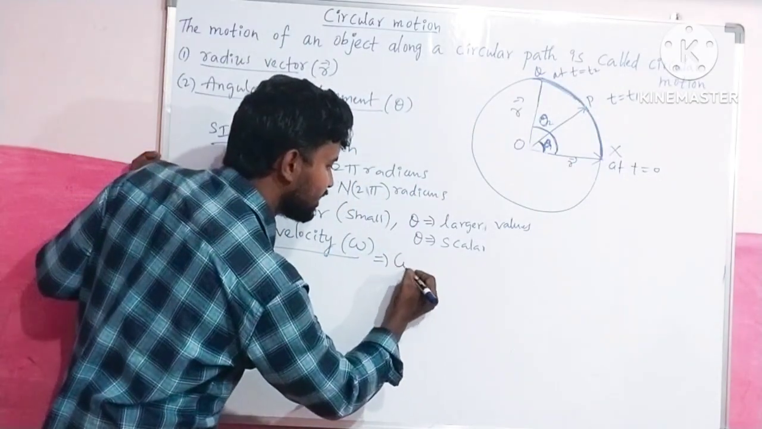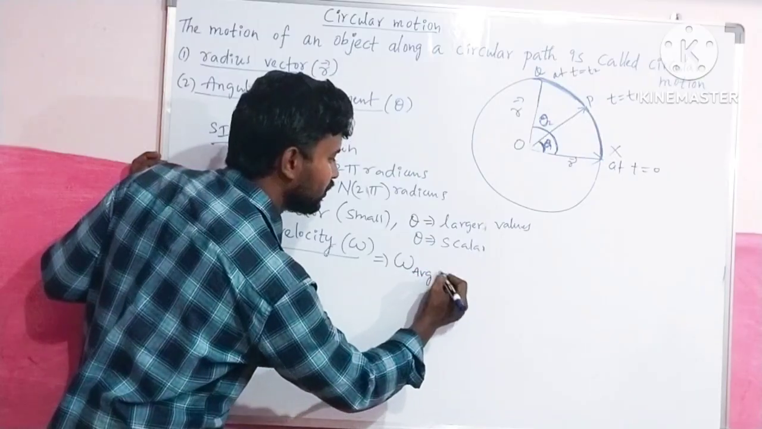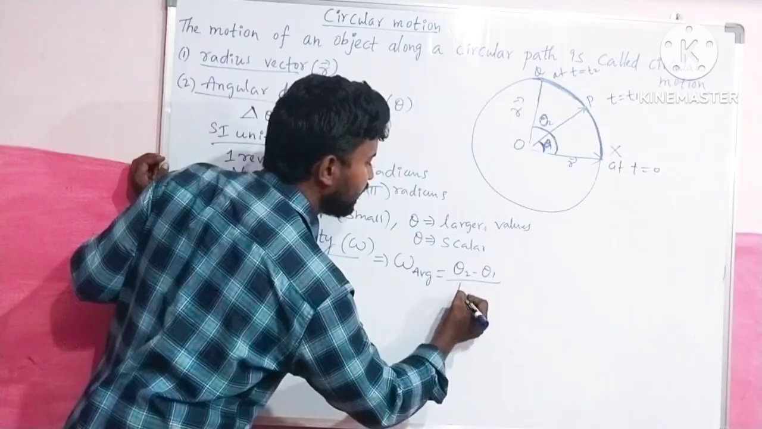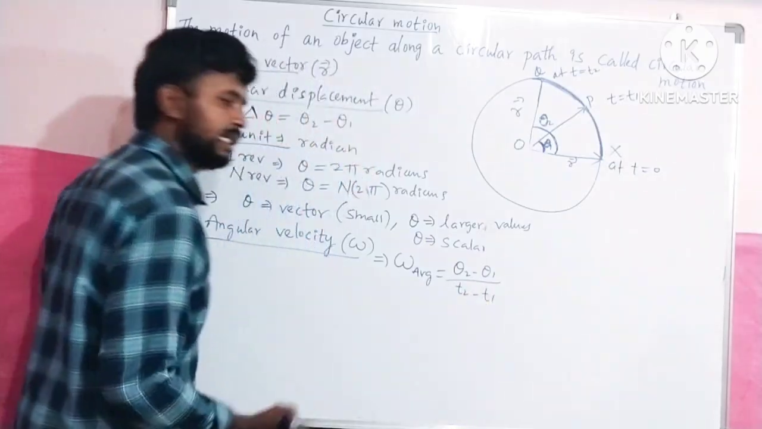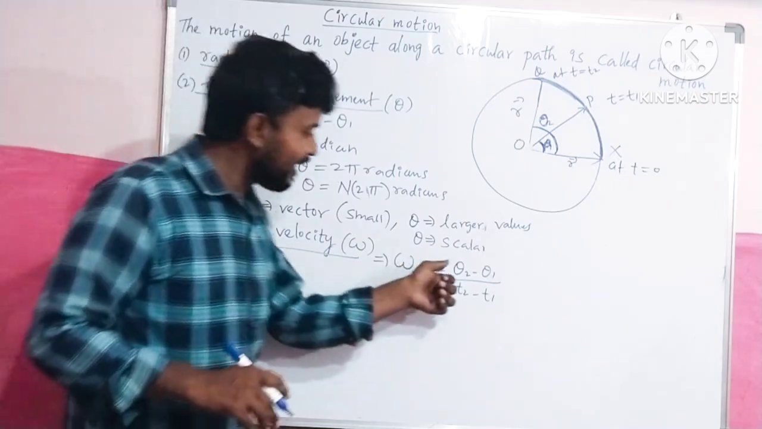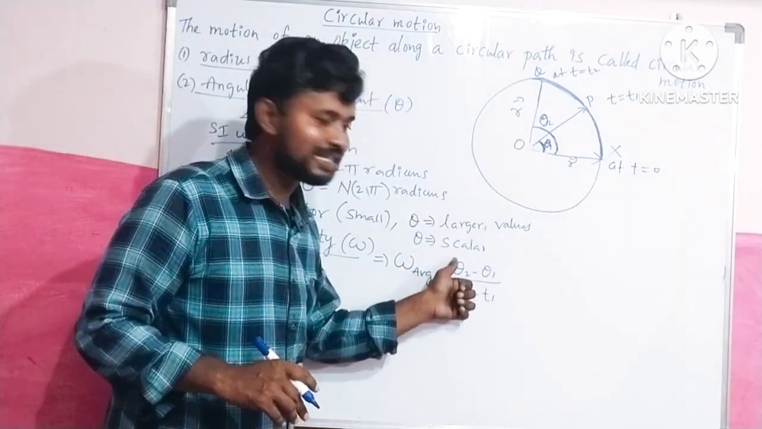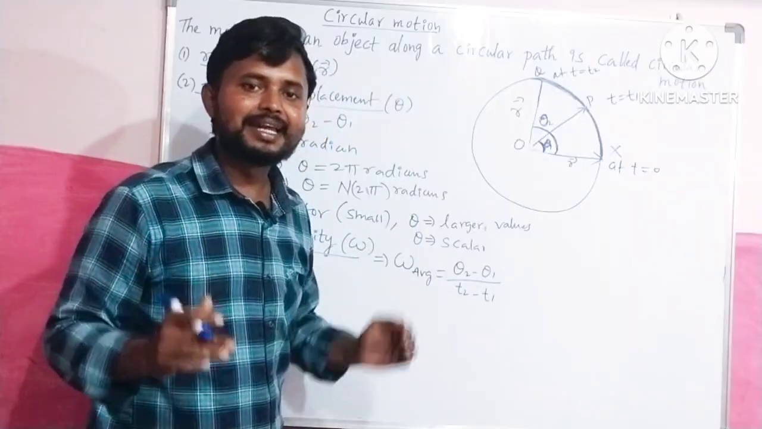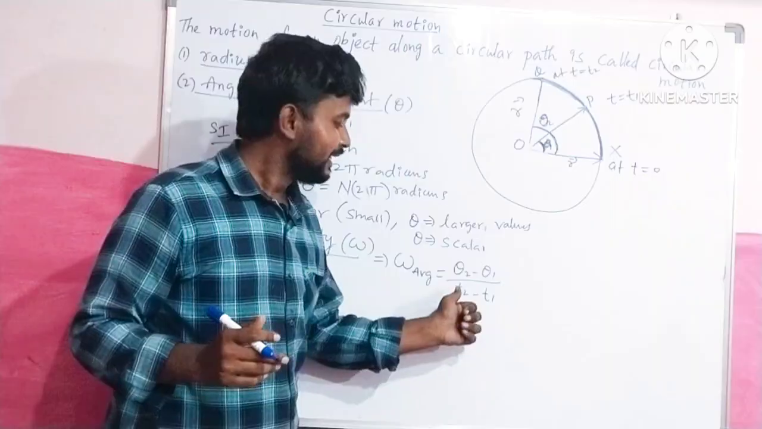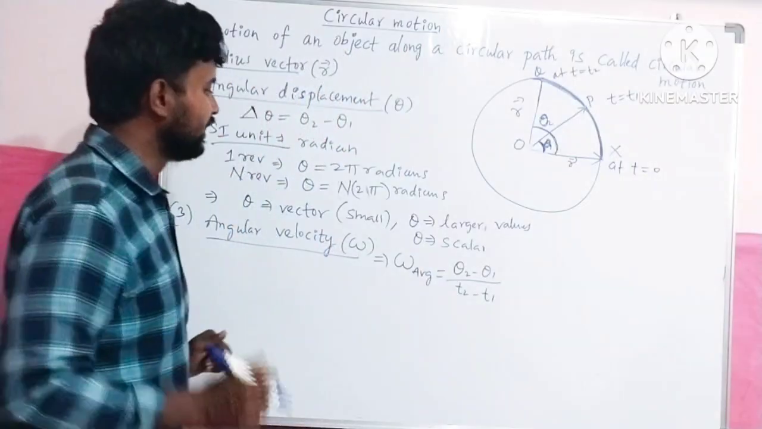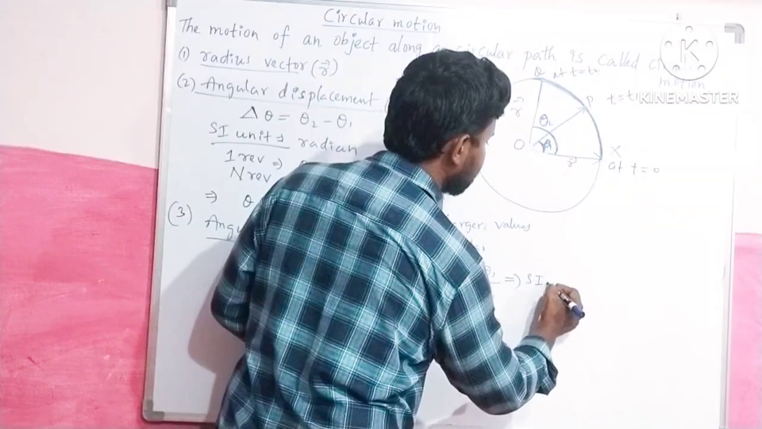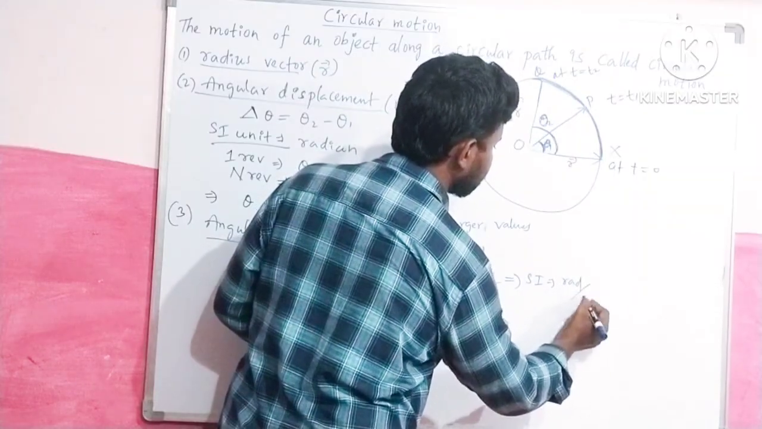So average angular velocity equals theta 2 minus theta 1 by t2 minus t1. With respect to time, the angular displacement changes. So the rate of change of angular displacement is called average angular velocity. So omega equals theta 2 minus theta 1 by t2 minus t1. Its SI unit is radian per second.